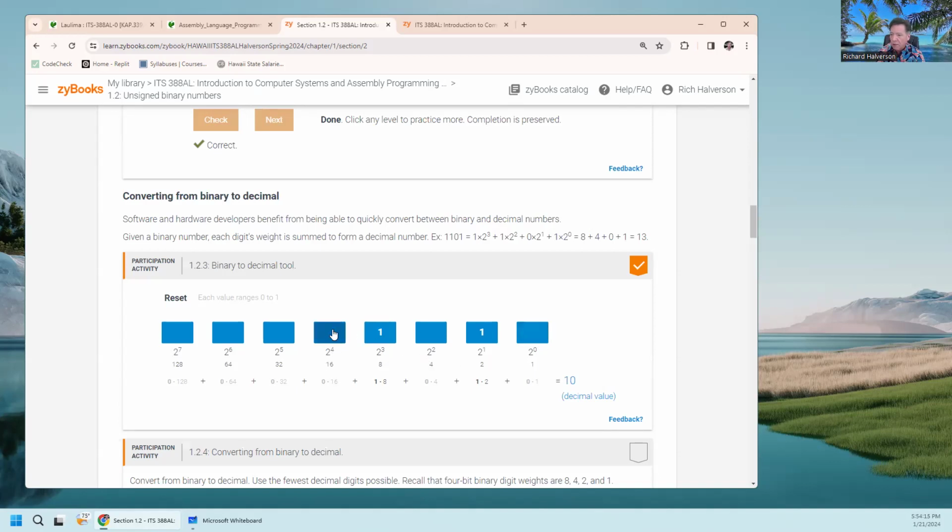So for example, let's say you have this: 1 times 16 is 16, plus 1 times 8 is 8, so 16 plus 8 is 24, nothing here. And then you have 1 times 2 is 2, so 24 plus 2 is 26, and then nothing here, so that's why we get to 26.